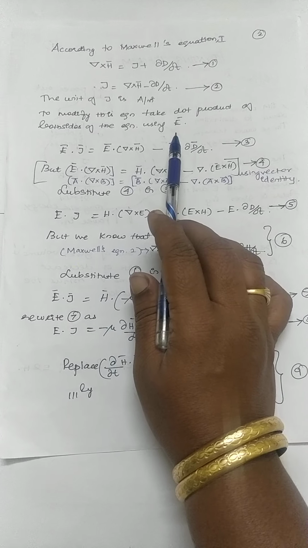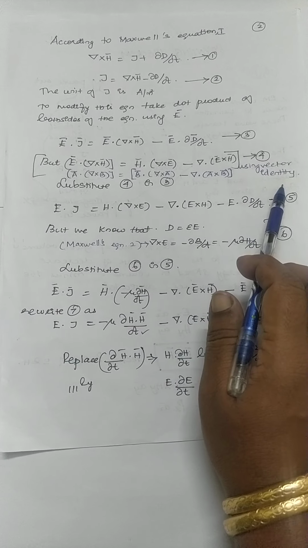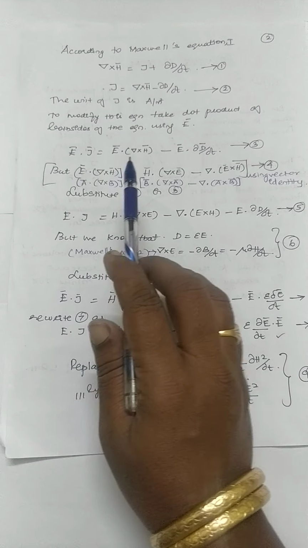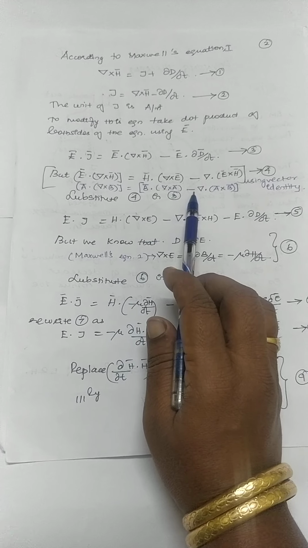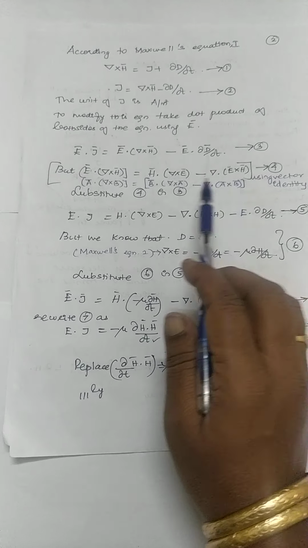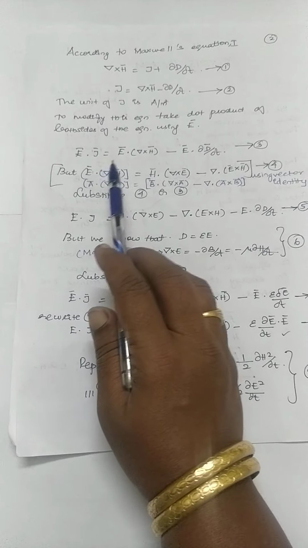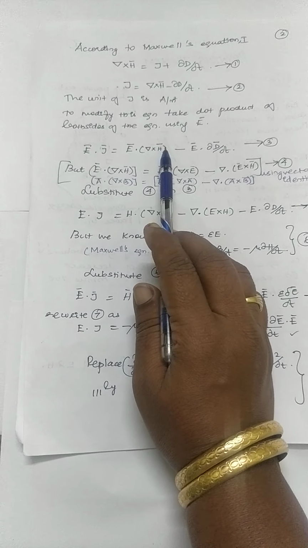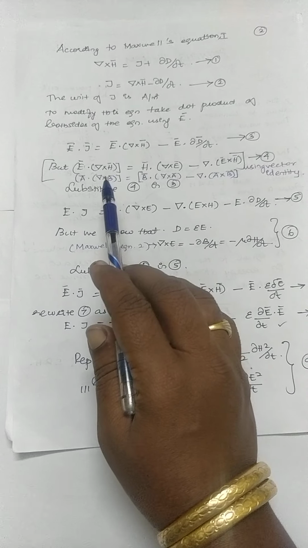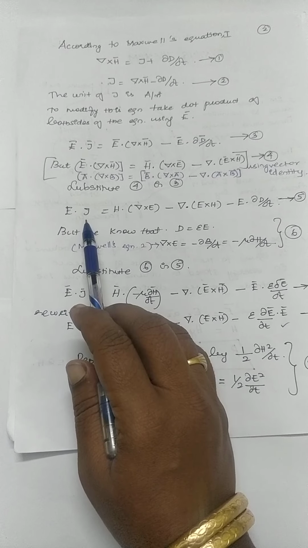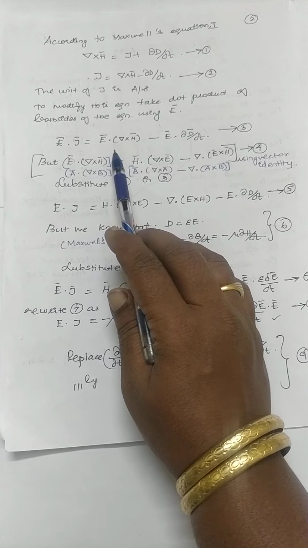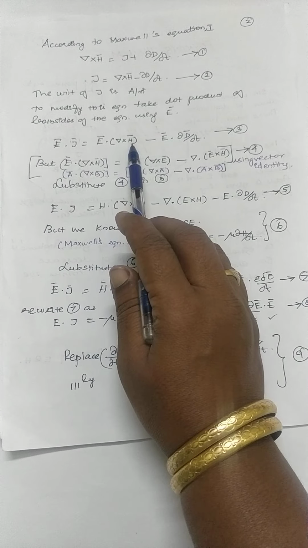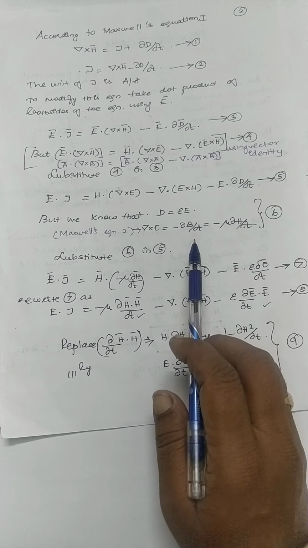I have to modify this equation using a known vector identity: A dot of del cross B is defined as B dot of del cross A minus del dot of A cross B. We apply this to the term E dot of del cross H. In the place of A, I have the E vector, and in the place of B, I have the H vector. So I am rewriting the equation: E dot J, the left hand side remains the same, equals H dot of del cross E minus del dot of E cross H, minus E dot of dou D by dou T.